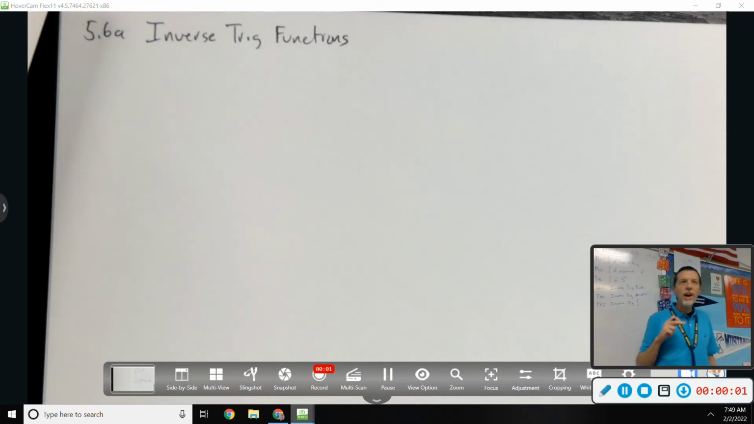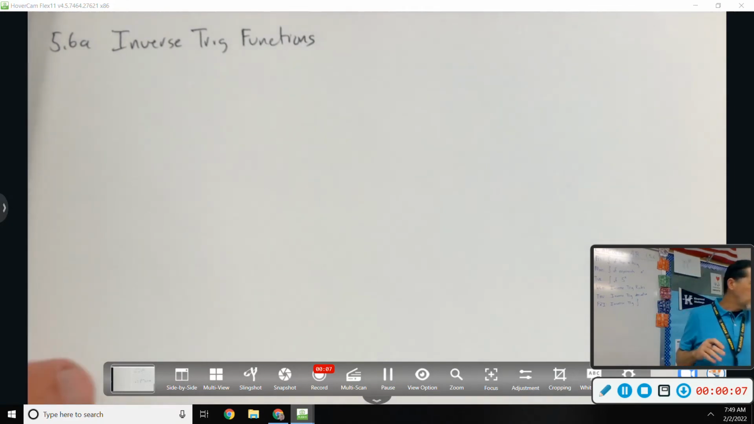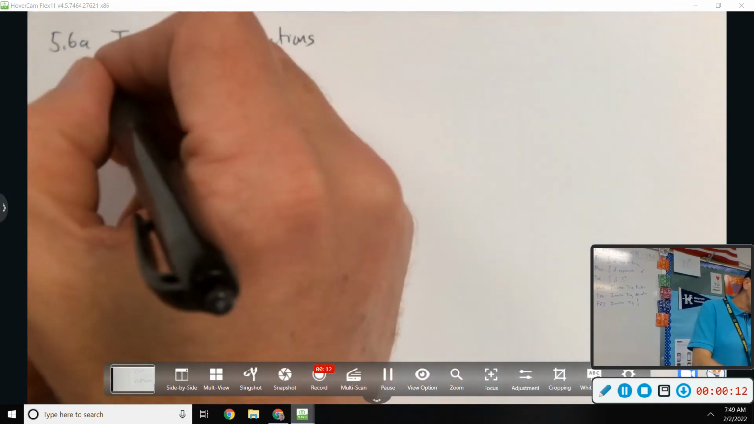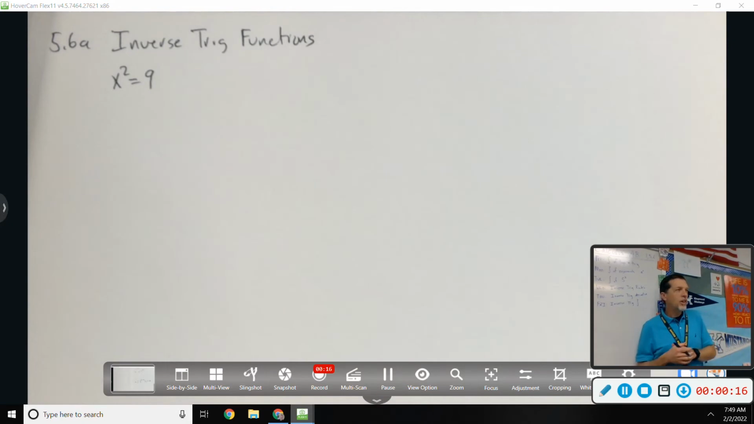So no calculus at all on today's assignment. Completely trig, but trig that sometimes we struggle with. So you know what? Let's back all the way up to x squared equals 9. That's not trig, but if x squared equals 9, what does x equal?